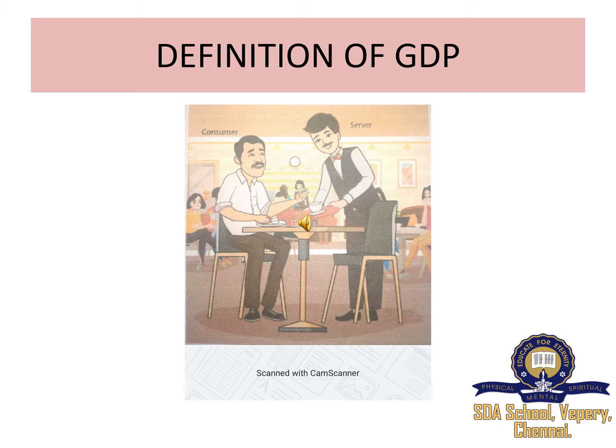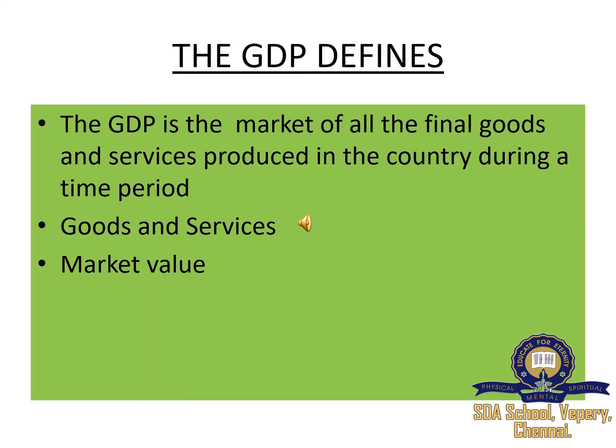What happens every day in a hotel happens nationwide. Goods and services are produced and paid for, and this is what the GDP measures. Turn to page number 211. The GDP is defined.